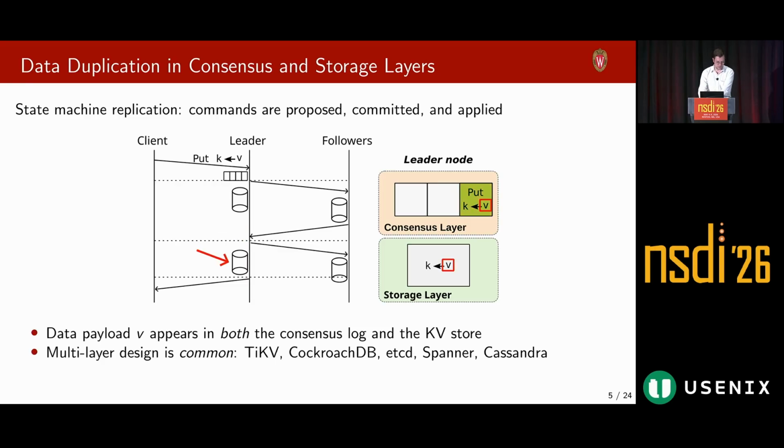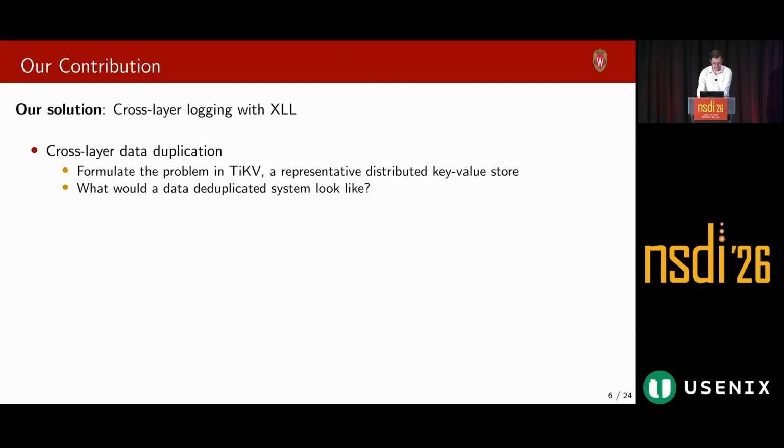So you can see the problem that we've written the data payload V in both the consensus log and in the storage layer. And this multi-layer design is actually quite common. A brief study of other distributed storage systems like TiKV, CockroachDB, etcd, Spanner, and Cassandra all revealed a similar type of multi-layer design. So we term this problem cross-layer data duplication.